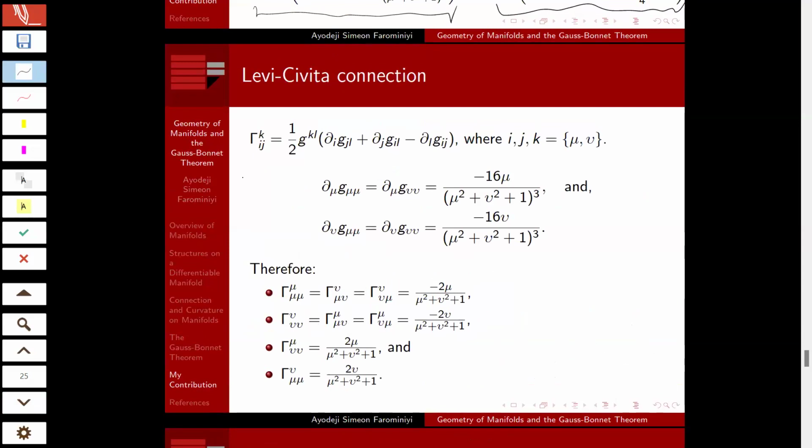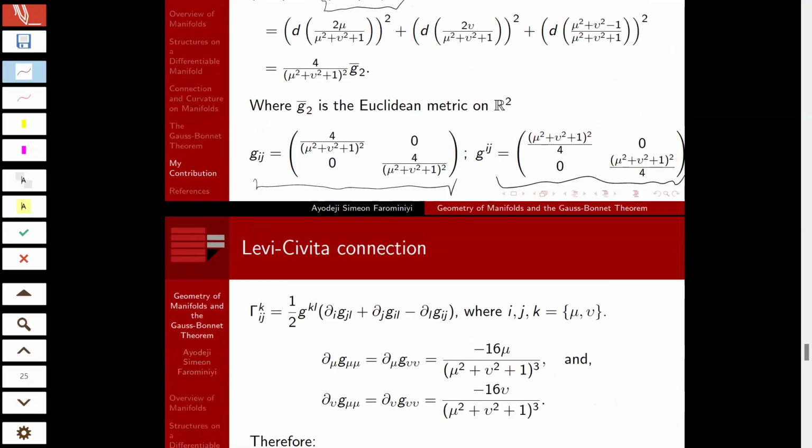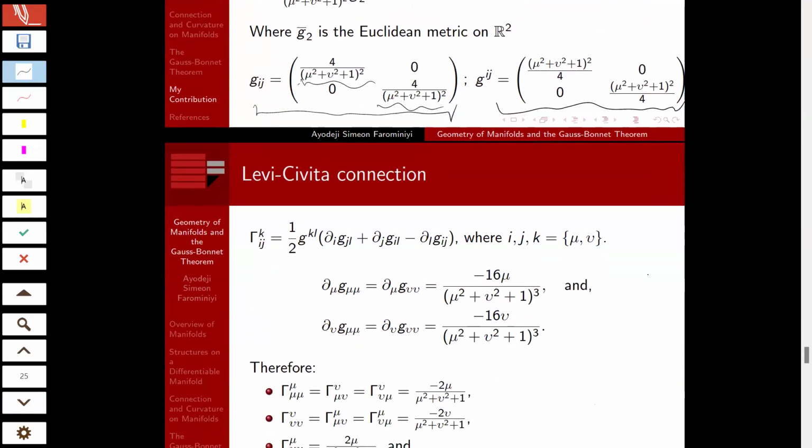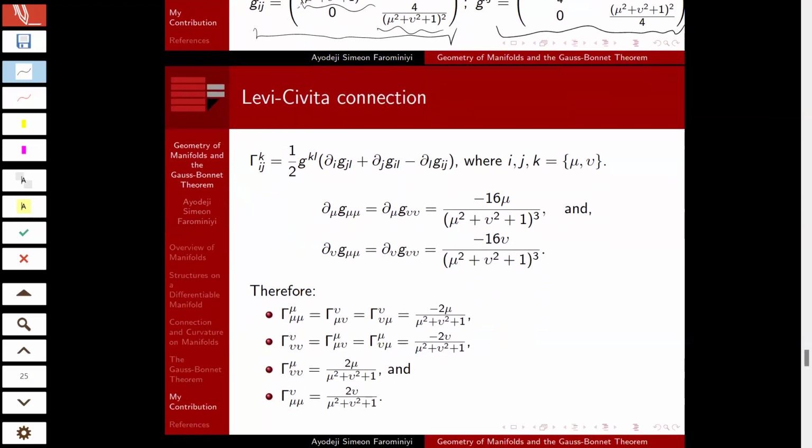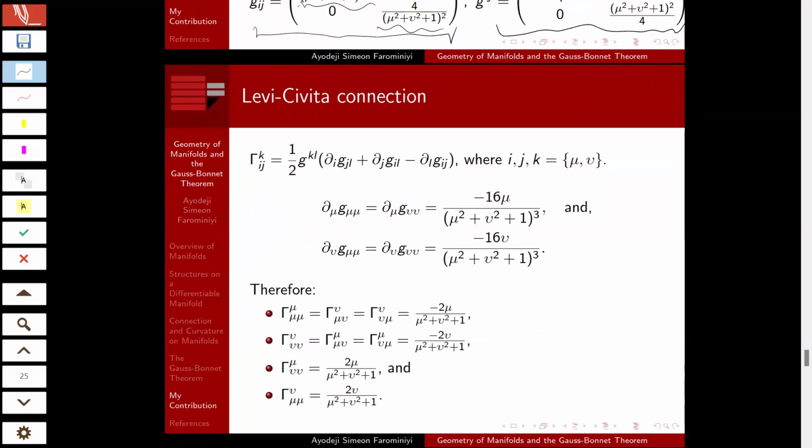And the Levi-Civita connection, we know that it is determined by the Christoffel symbols. And you remember that we said the Christoffel symbols are simply calculated using partial derivatives of the components. So if we take a partial derivative of these components that we have here, we get the following. Using the formula, we calculate the Christoffel symbols as follows. As you can see, the symmetry that we talked about: when UV is equal to VU, it gives us this, and UV equal to VU, we also get it.